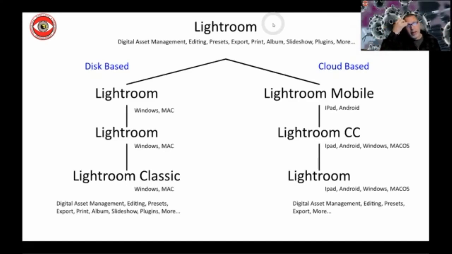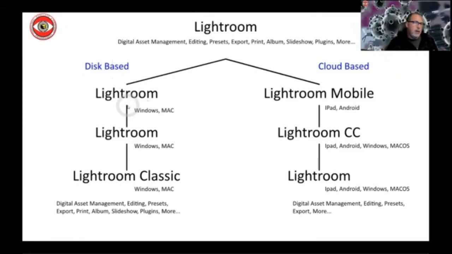And because of that, they were a little bit behind as things were moving to the cloud and some of the more lightweight products out there. So looking at our traditional Lightroom, it was basically disk-based, which meant that your catalog and your images had to be stored on a drive that in some way was directly connected to your computer. And Lightroom was geared towards Windows and Mac. It was meant to be run on a laptop or a desktop.